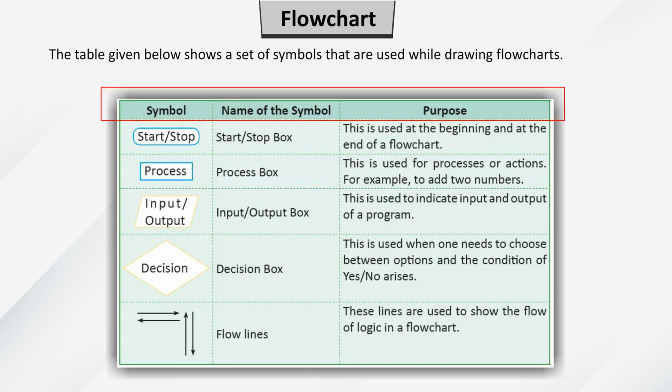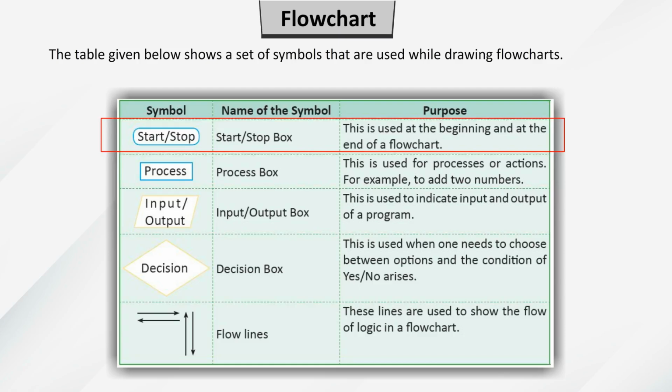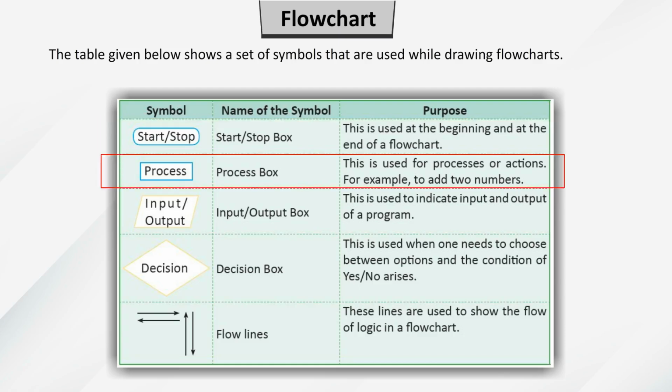Symbol, name of the symbol, purpose. Start or stop. Start or stop box. This is used at the beginning and at the end of a flowchart. Process. Process box. This is used for processes or actions. For example, to add two numbers.